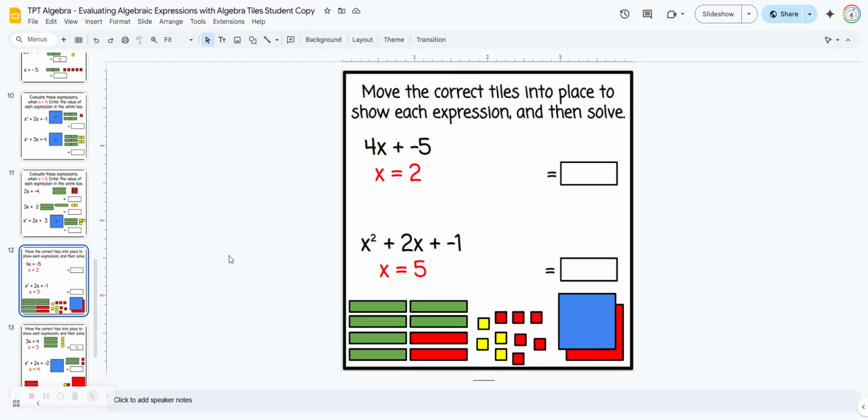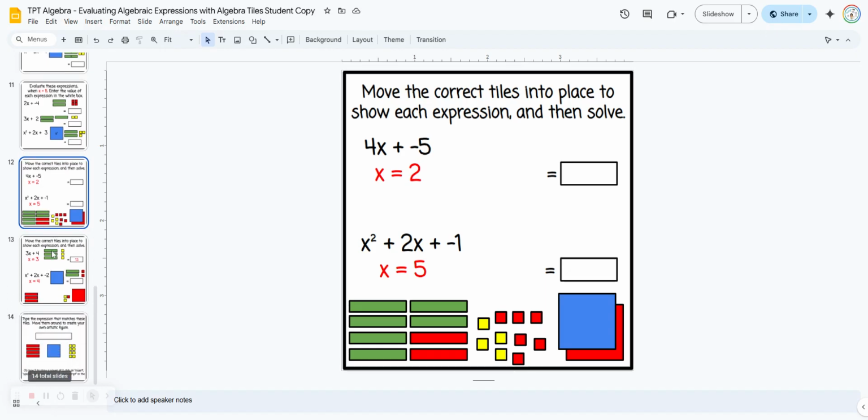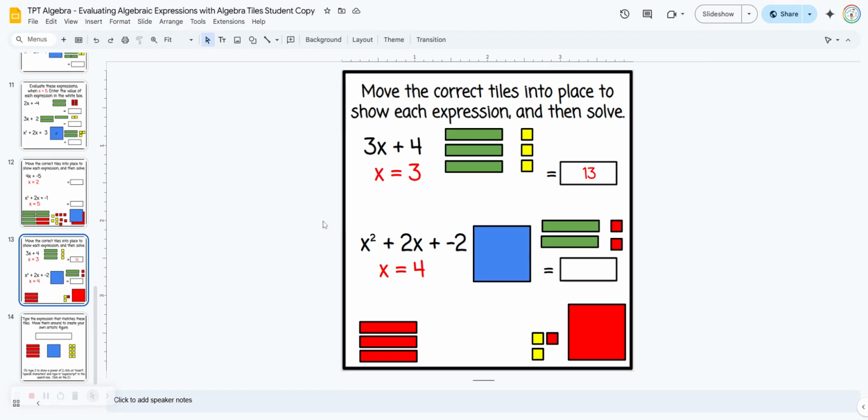When we get to slide 12, they're going to be moving the tiles into place to show each expression, and then evaluate for the given value. So x is 2. They put all of the tiles into place and then figure out the value of the expression when x equals 2 or x equals 5. They're going to be doing the same thing on slide 13.